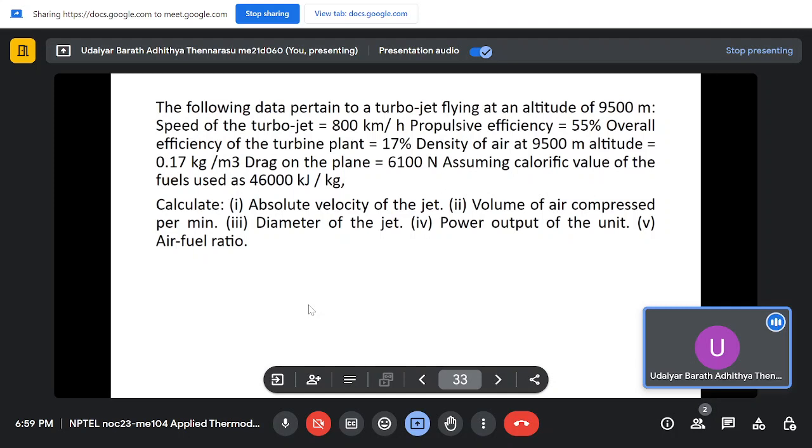Next, assuming the calorific value of the fuel to be 46,000 kilojoule per kg, calculate the absolute velocity of the jet, volume of air compressed per minute, diameter of the jet, power output of the unit, and air fuel ratio.